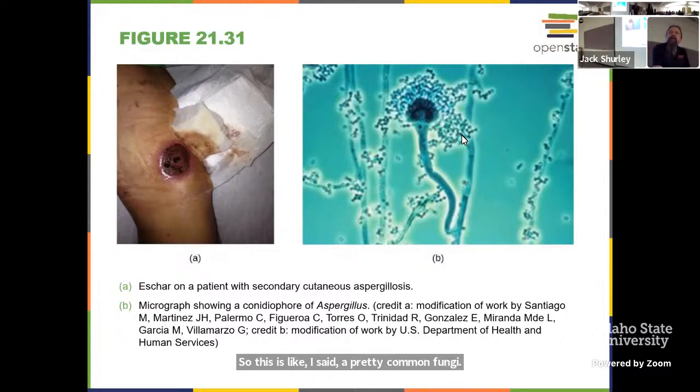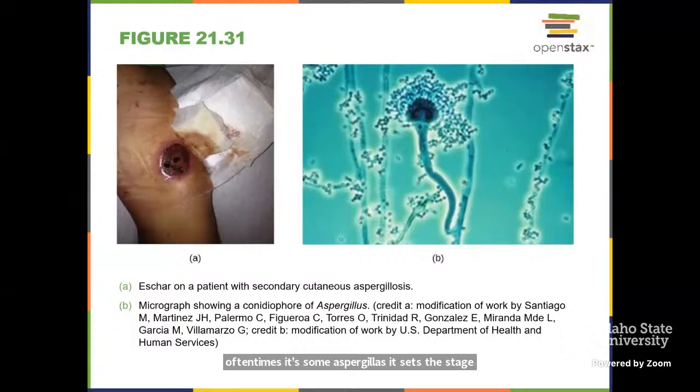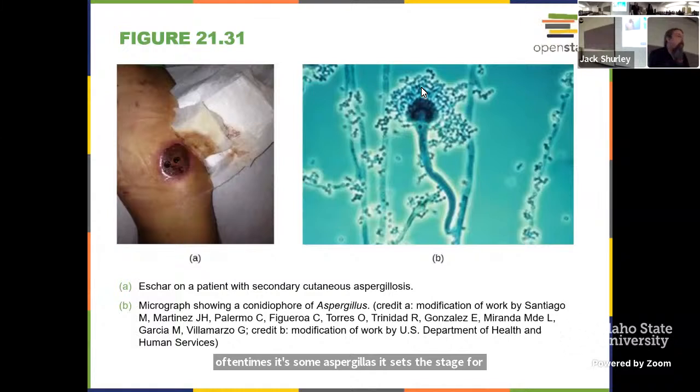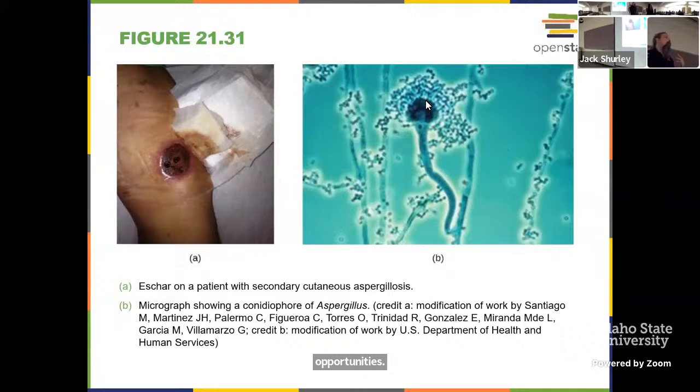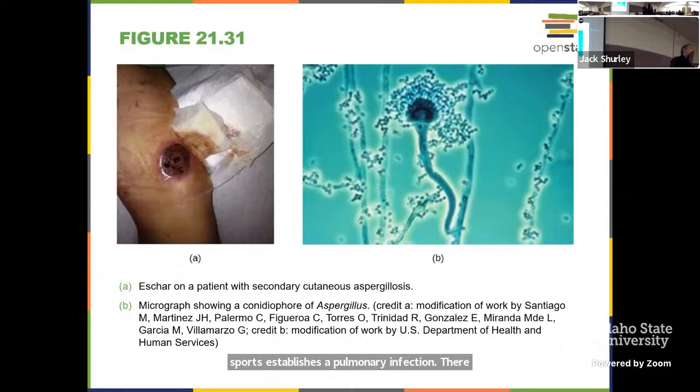We can see these in situations like a poorly ventilated bathroom, kind of the black mold, the little black bits maybe up toward the ceiling. Oftentimes it's some Aspergillus. It sets the stage for all sorts of problems, all right? So these spores, we think about, numerous opportunities. And in this instance over here, inhalation of the spores establishes a pulmonary infection. There are numerous things that can happen that way. We'll hit that stuff a bit later on, all right?